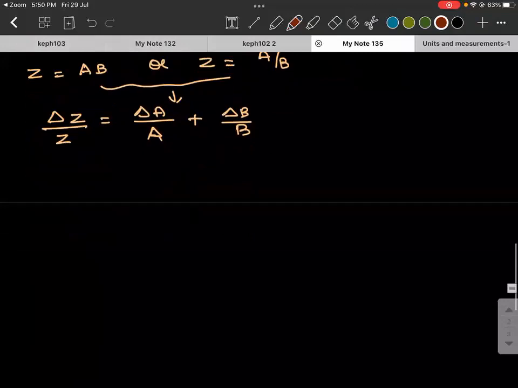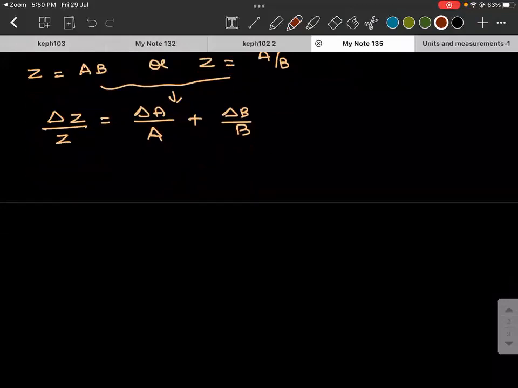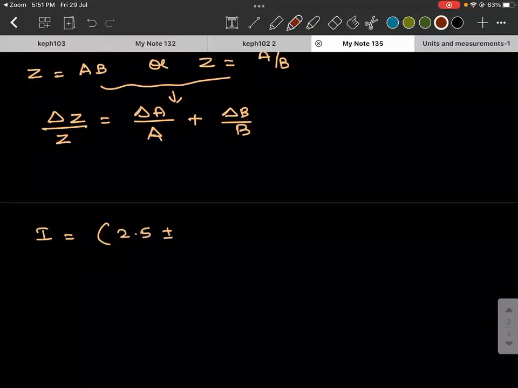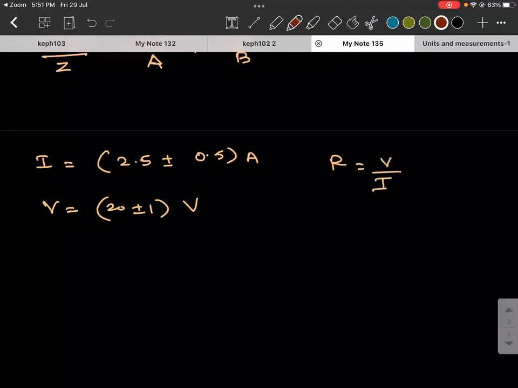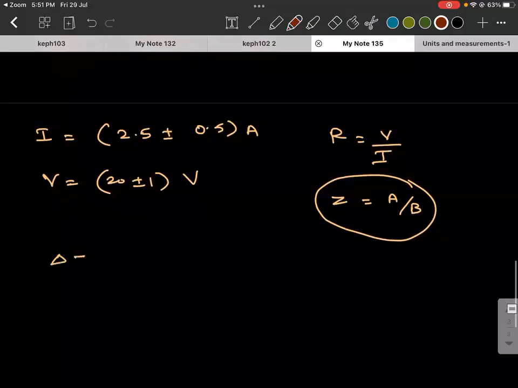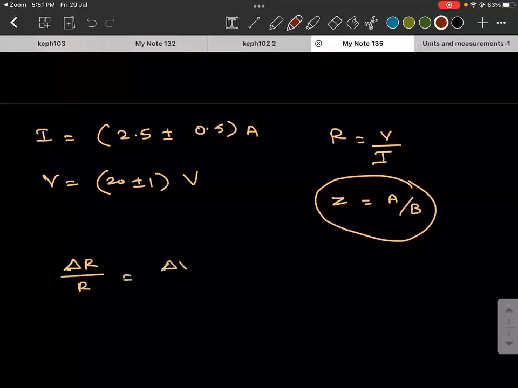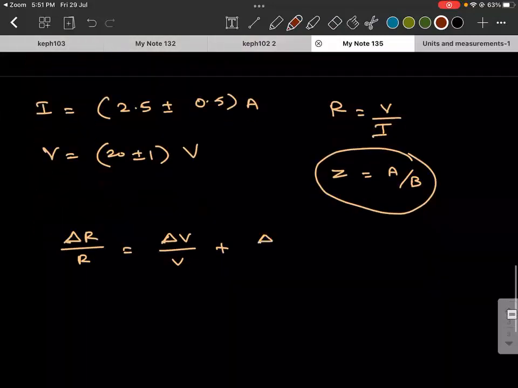Now, what was the previous question? Current was given. How much was the current? I don't remember the values. Plus 0.5. V is 20 plus or minus 1. Correct? So if you observe, resistance is V by I. So resistance here is Z, V is A, and I is B. Are you able to understand what I'm saying? In this case, I wrote directly delta R as delta V by delta I. But what should I actually have done? I should have calculated delta R by R is equal to delta V by V plus delta I by I.